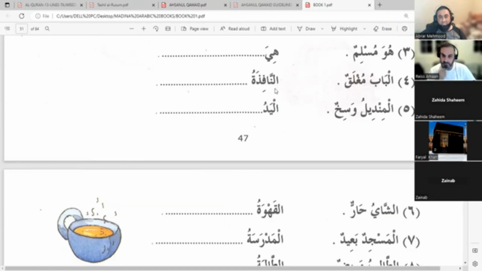And this one? An-nafizatu al-mughlaqatun.